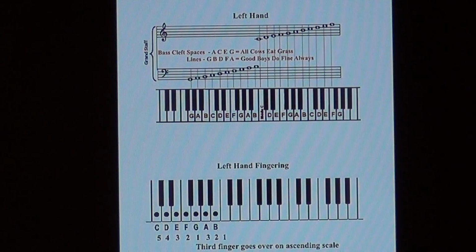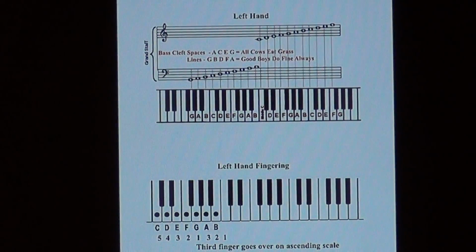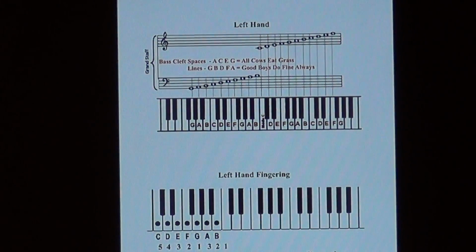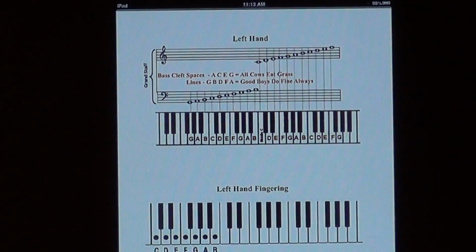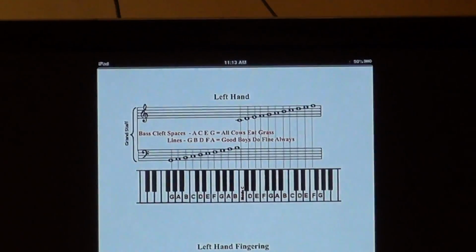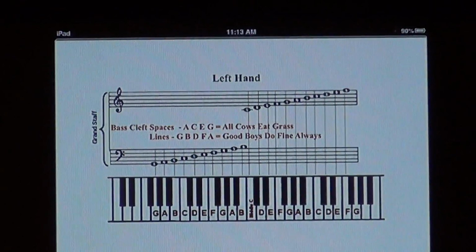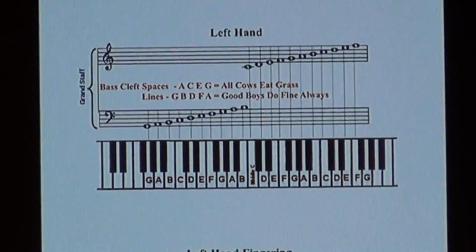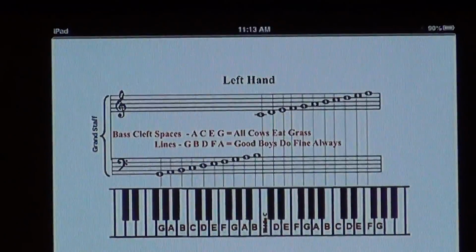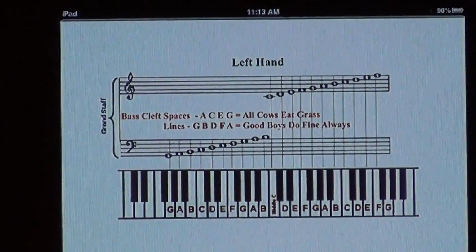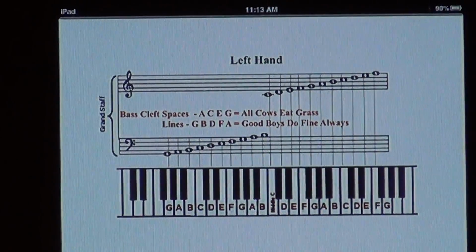So you should be able to learn those mnemonics in about 2 weeks. Then anytime you don't know what a note is, just look at it and say to yourself, every good boy does fine. If it's the top one, it's going to be F. F note. All cows eat grass. C will be the second space.